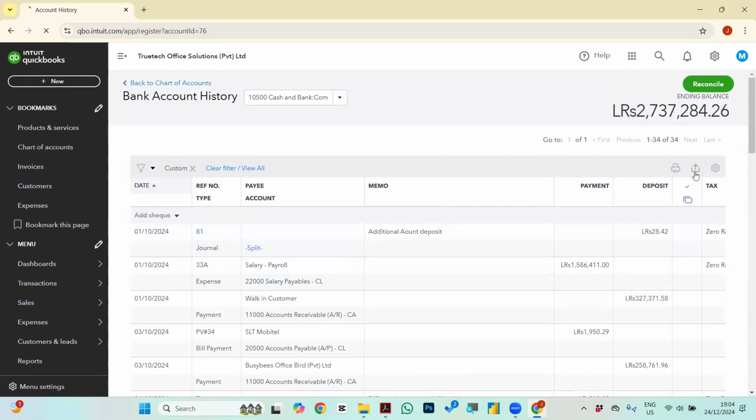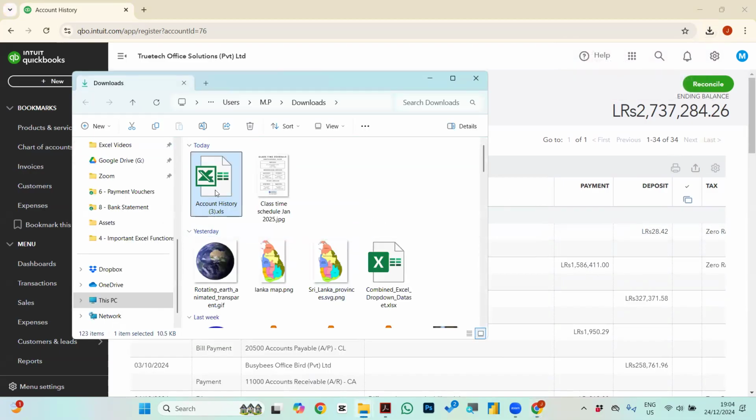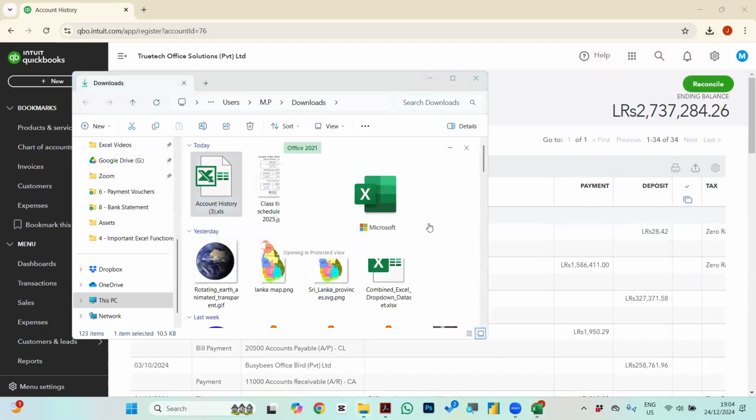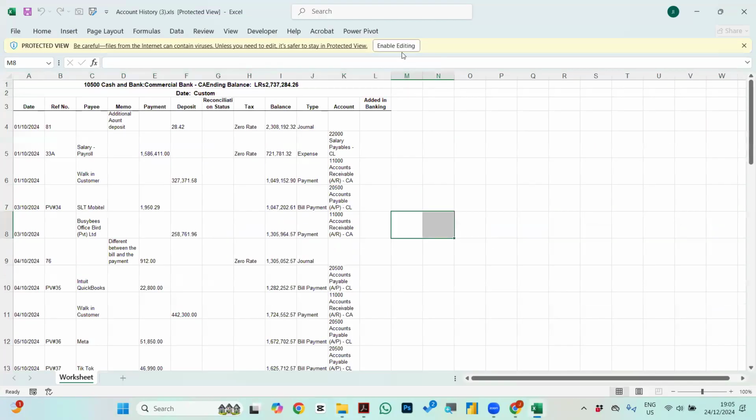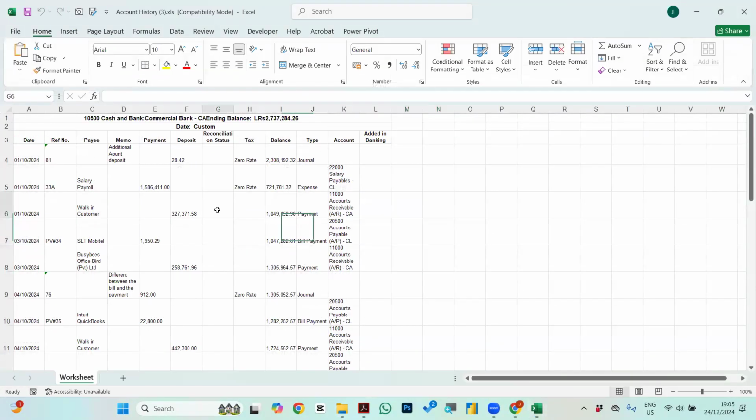So I'm going to click on this download button, and then open this download. You can simply and easily download this. Now I have this Excel file from our system. This balance is from our system.